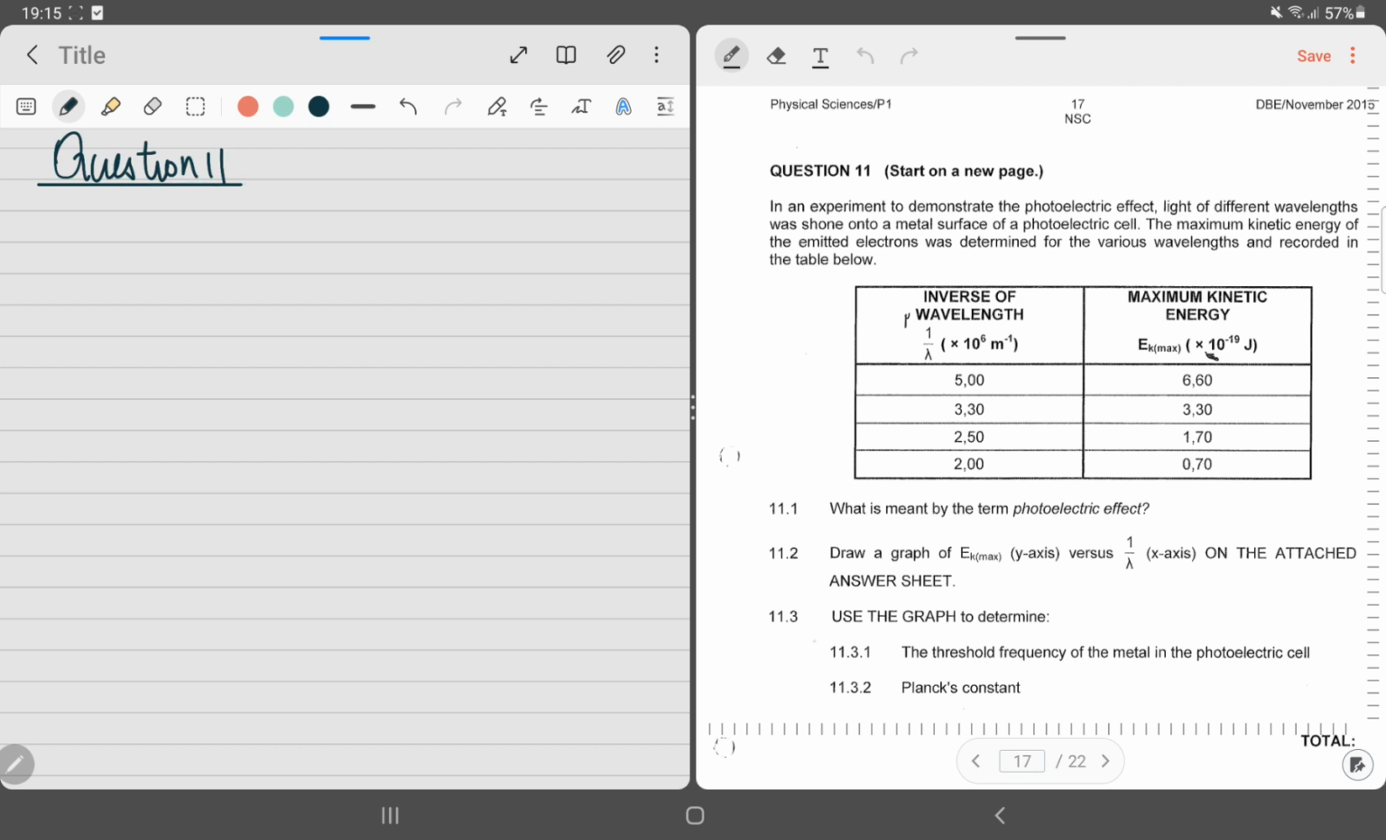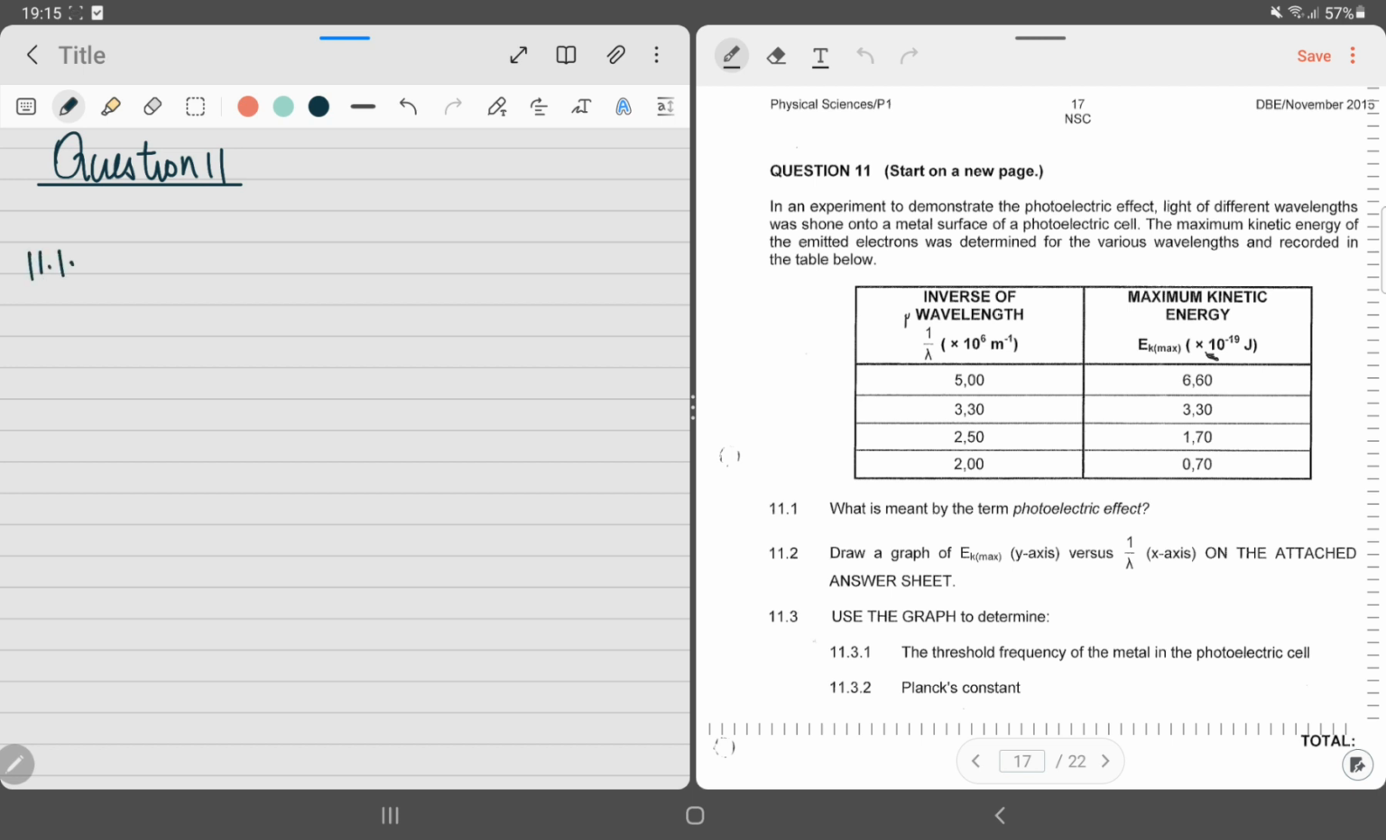In an experiment to demonstrate the photoelectric effect, light of different wavelengths was shone onto the metal surface of a photoelectric cell. The maximum kinetic energy of the emitted electrons was determined for the various wavelengths and recorded in the table below. So we are given the inverse of the wavelength versus the maximum kinetic energy.